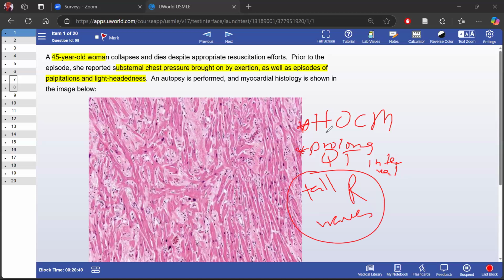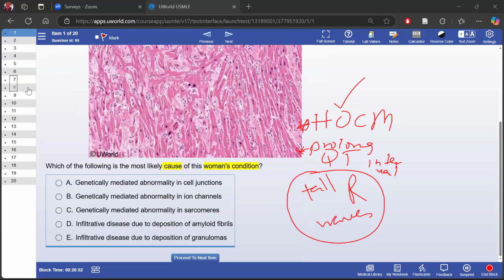Excellent. So our first step, which is the patient's condition, we know it's HOCM. And then the question is asking us, what is the cause? In HOCM, what is the genetic mutation? In hypertrophic, tall R wave, yes. So what is the genetic mutation in HOCM? Hypertrophic obstructive cardiomyopathy. Okay, sarcomeres are mutated. What is mutated in the sarcomeres?